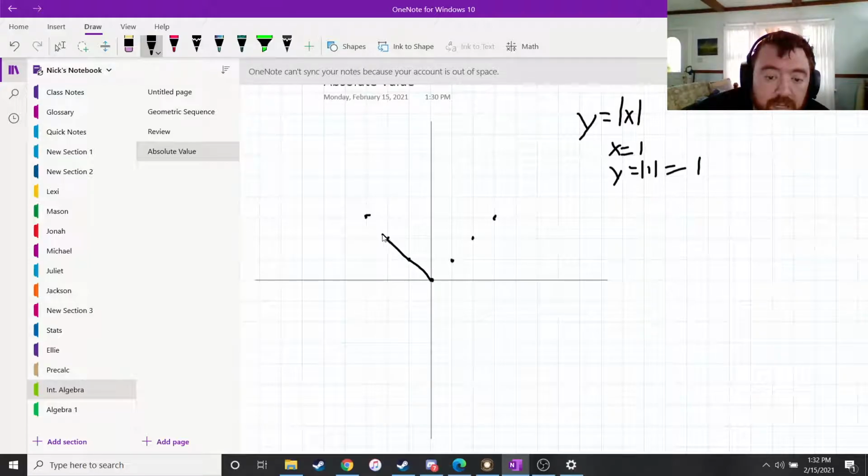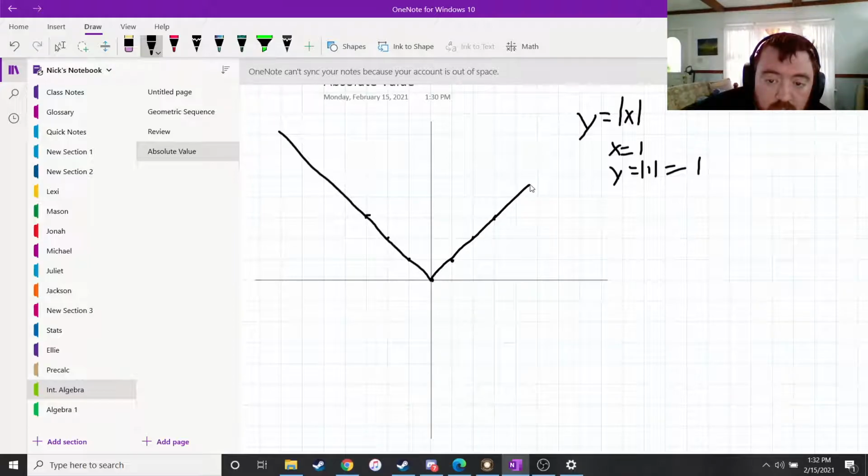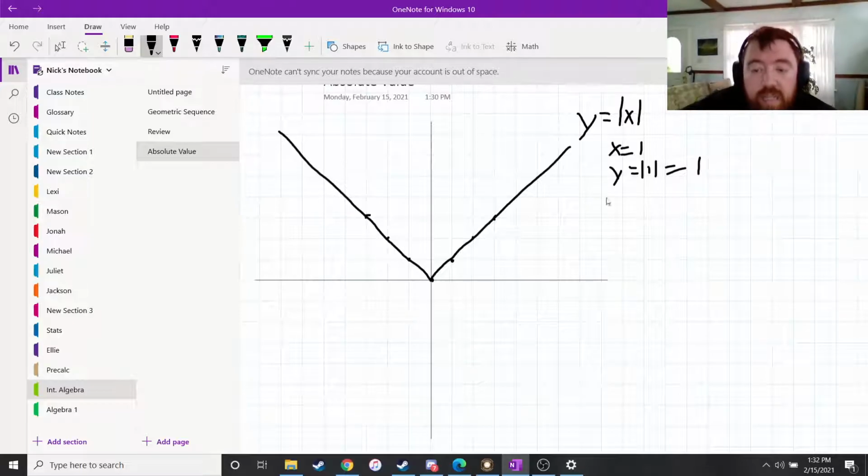So then we can draw our graph accordingly, and it's going to have a slope of 1 each time. So we're always going to have a V shape for our absolute value. Now this is how it usually is going to look. The V will open upwards.